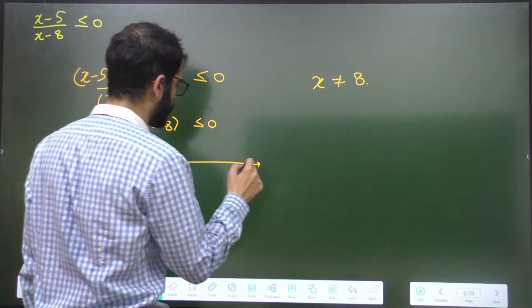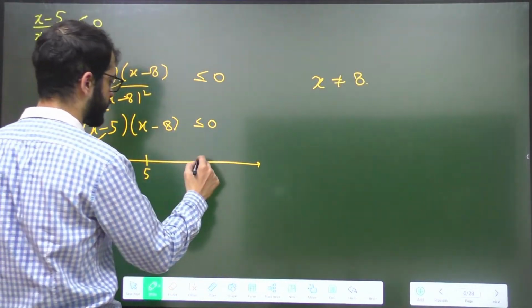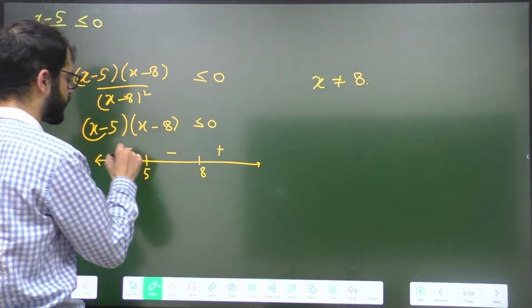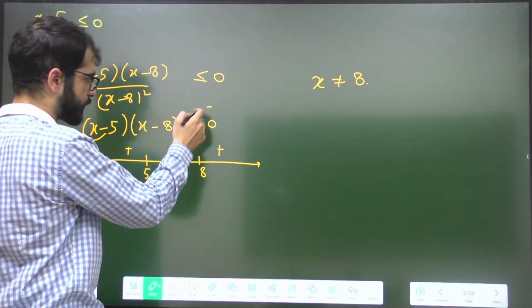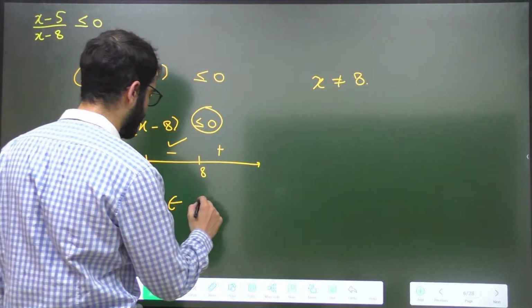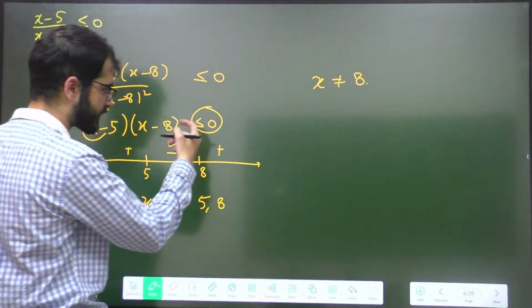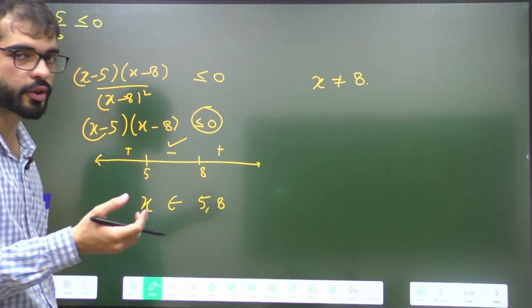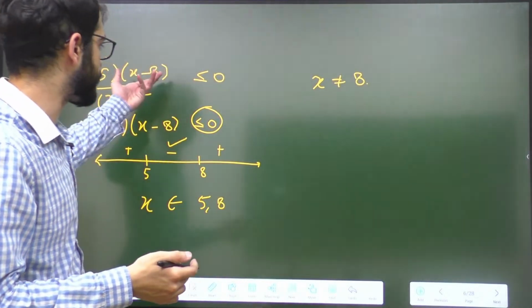Now I have two roots of the equation. One is 5 and the other is 8. This is going to be positive, negative and positive. The expression should be less than or equal to 0, that is the negative values. So finally I'll say x belongs to the interval 5 to 8. Since there is equality, I can include the roots, because for the value of the roots the expression gives me 0.